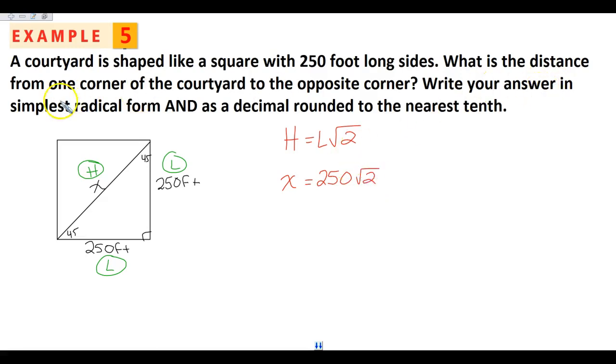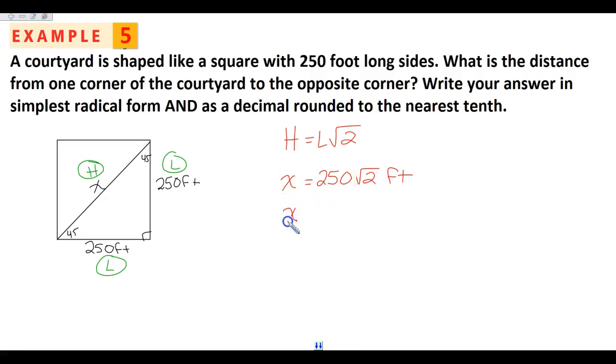Now, my directions say leave this in simplest radical form and to the nearest tenth. So here's my radical form. I'm going to add feet because I've got units. Remember that unless your question is asking you for a ratio, which never has a unit, if there's a unit in your problem, there should be a unit in your answer.